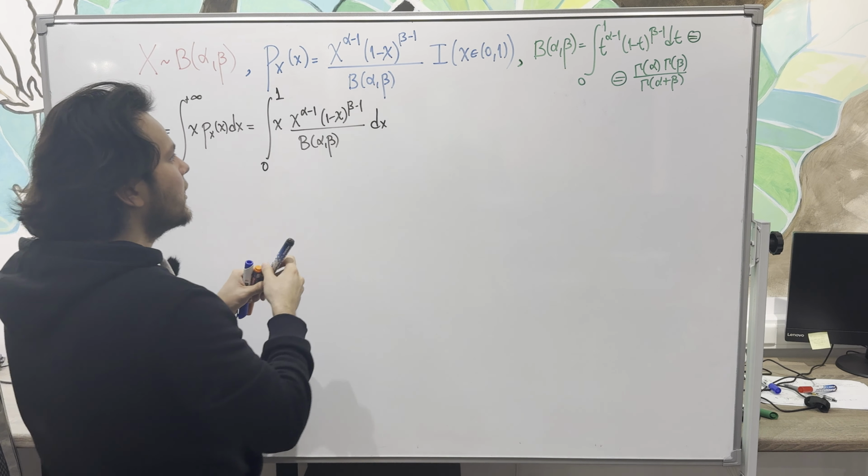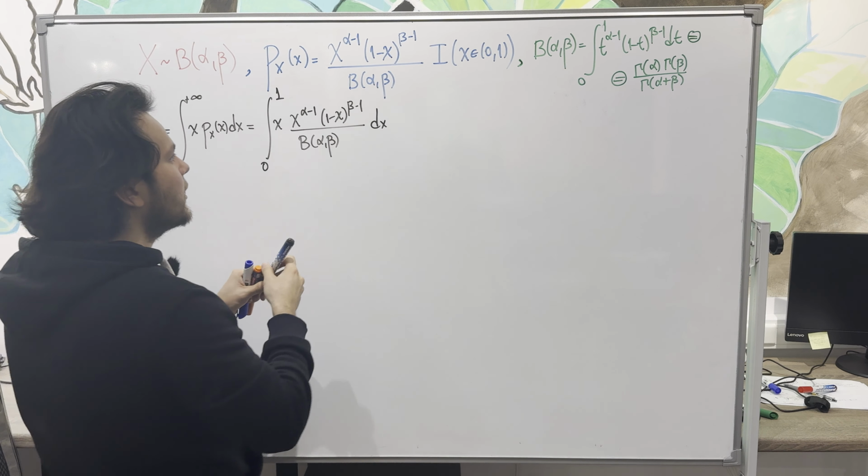Okay, so first we have to notice the following. We have to notice that this integral is exactly the same as this one right here, with one little difference: instead of alpha that we have here, we have alpha plus 1, but the other things are exactly the same, right? So actually, this integral is just the beta function of alpha plus 1 and beta. So this integral is equal to the beta function of alpha plus 1 and beta.